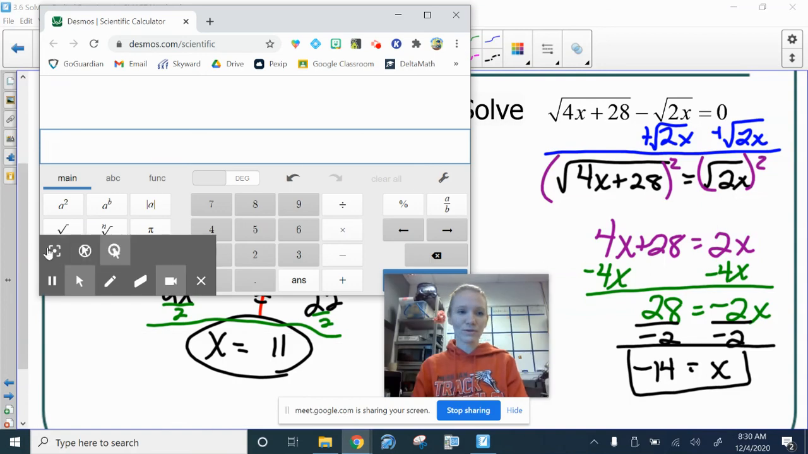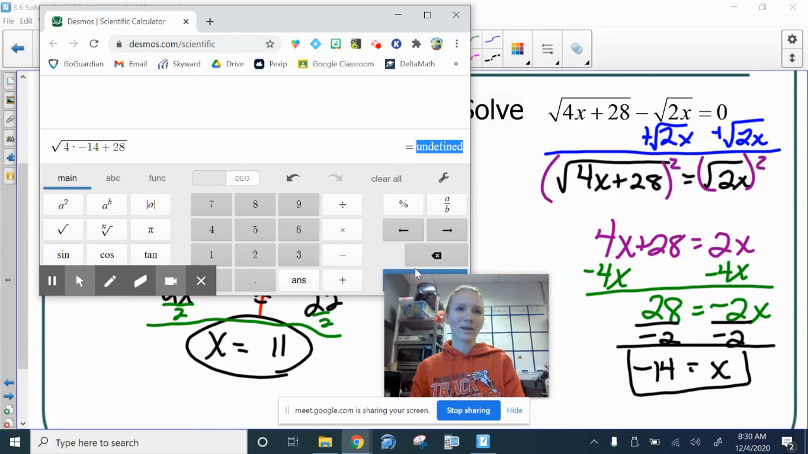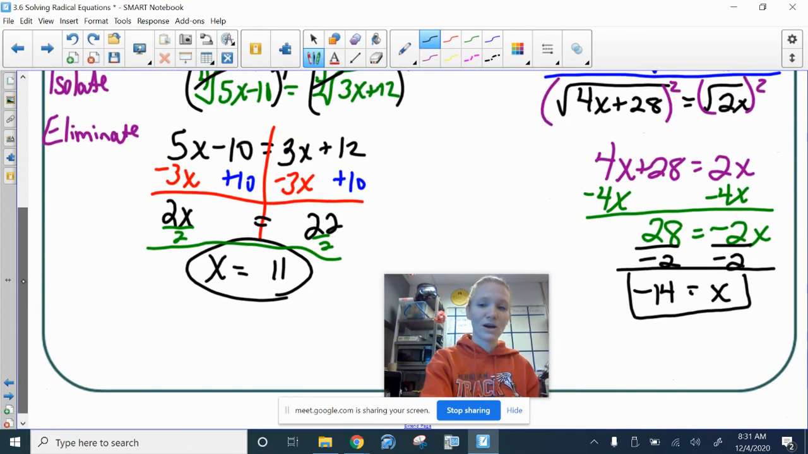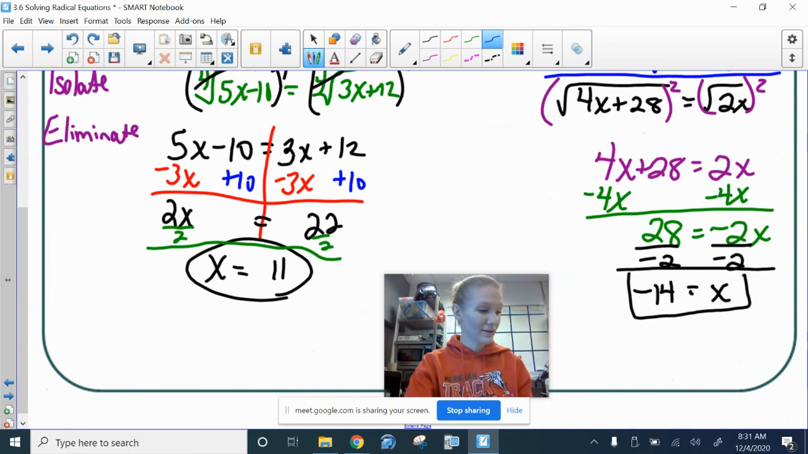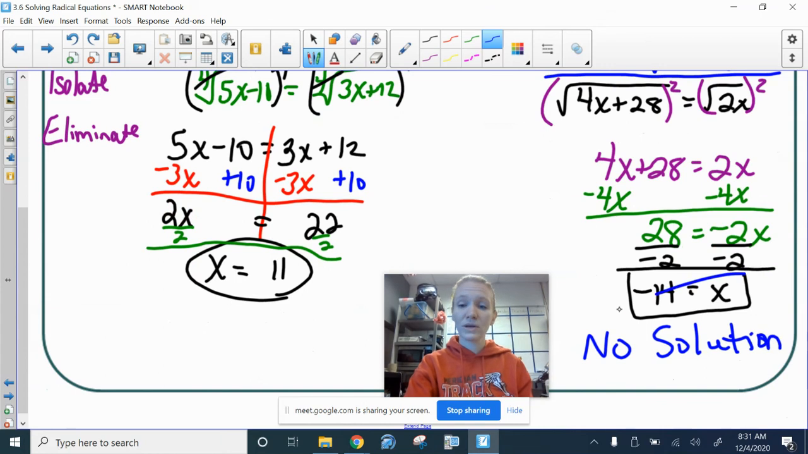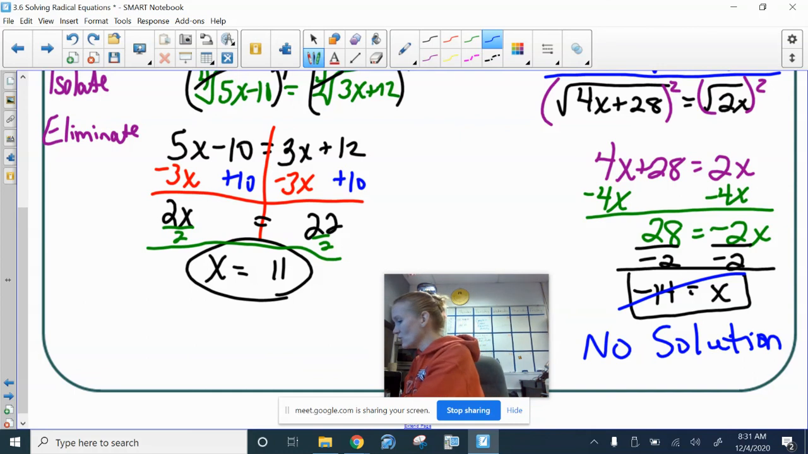So let me clear this. I have the square root of 4 times negative 14 plus 28. And what do you notice I get for my answer when I plug it back in? It's undefined, meaning that you can't take the square root of a negative. So because of when we check, we actually end up with no real solution for this. We do have to be a little bit careful, especially when you get negatives, to watch out for those.